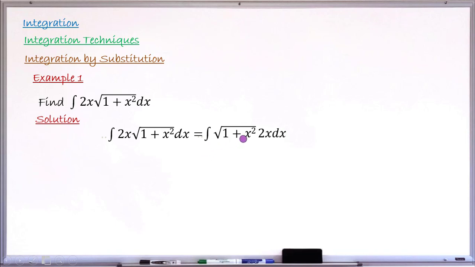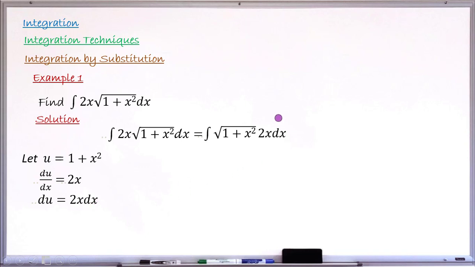What I'm going to do next is let what is in the root be my u. So let that function be my u, that is u equals 1 plus x squared. Then I'll find du dx, that is the derivative of the function u. So I'm going to have du dx equals 2x. The derivative of x squared is 2x, and the derivative of the constant number 1 is 0. So there I can make du the subject, that is cross multiply, which gives you du equals 2x dx.